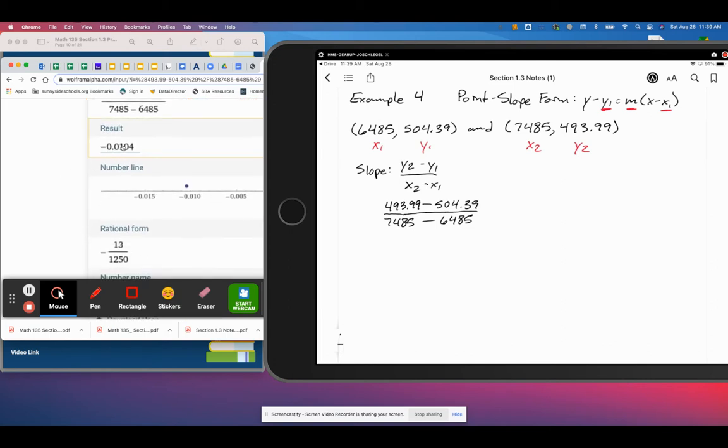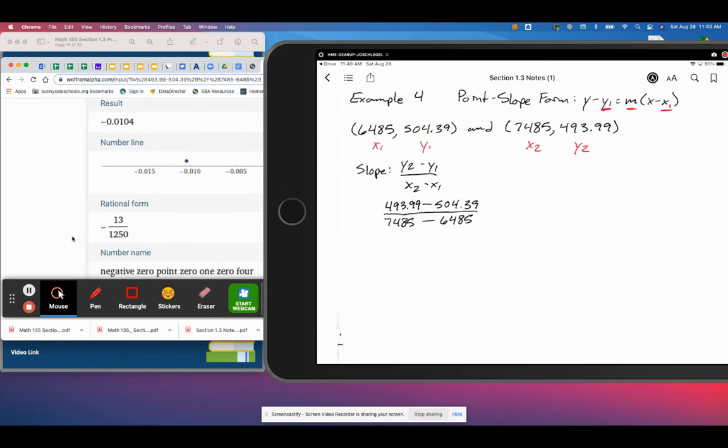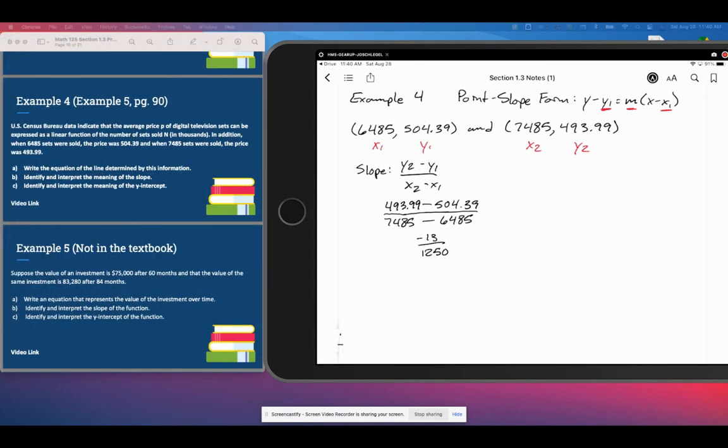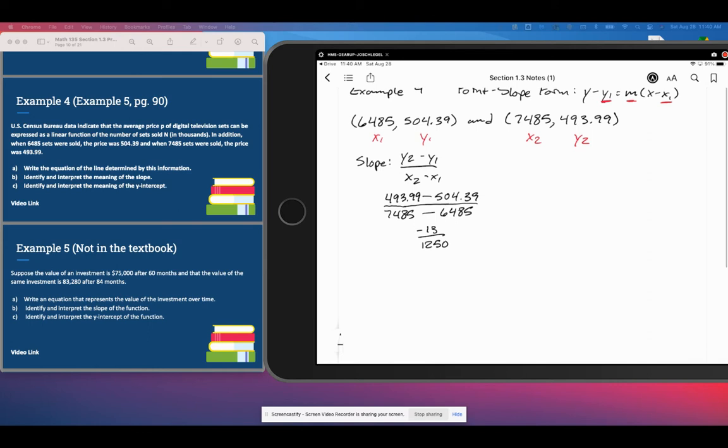And you could use the decimal in this place. I'm going to always choose to use a fraction to represent slope. It's just the way that I like to do things. And so we do have negative 13 over 1250 as our slope that is going to be used as part of this equation. So with that, everyone, we do have a slope, we do have an x1 value, and we do have a y1 value. So we can go ahead and create the equation for this line in point slope form.